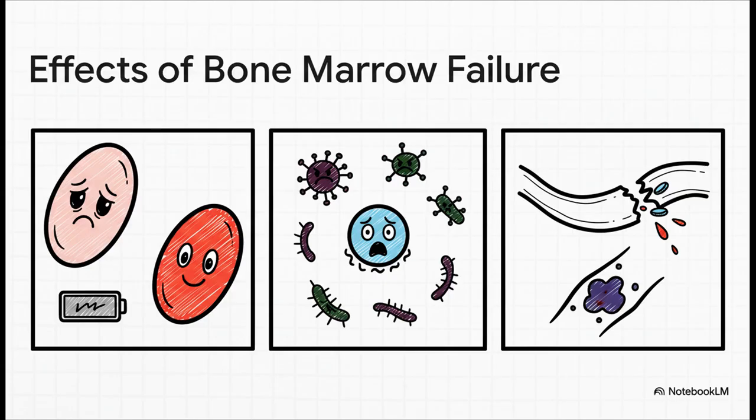Then, you're not making functional neutrophils. That's neutropenia, and that leaves the patient wide open to getting really severe or recurrent infections. And finally, you're not making enough platelets. That's thrombocytopenia, and that's what causes the easy bruising, the little petechiae, and sometimes serious bleeding.